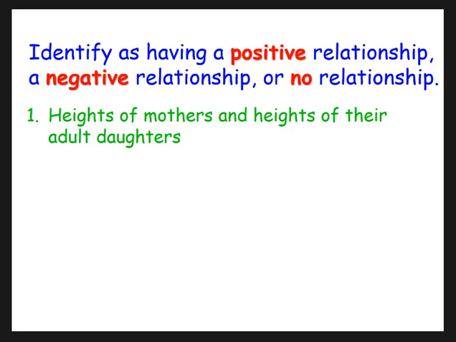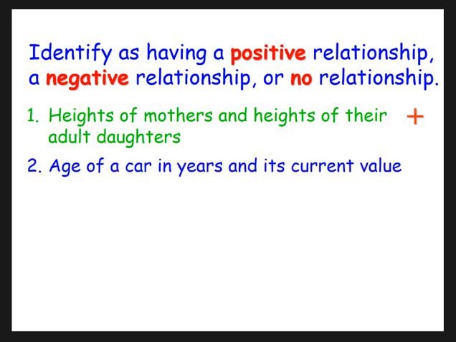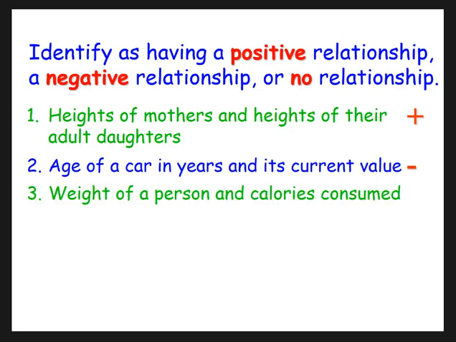Heights of mothers and heights of their adult daughters. That should be a positive relationship. The taller the parent is, the taller the child should be. Age of your car in years and its current value. That should be a negative relationship. Older the car gets, the less it's worth. Weight of a person and calories consumed. Assuming that calorie consumption has been consistent over time, that should be positive.